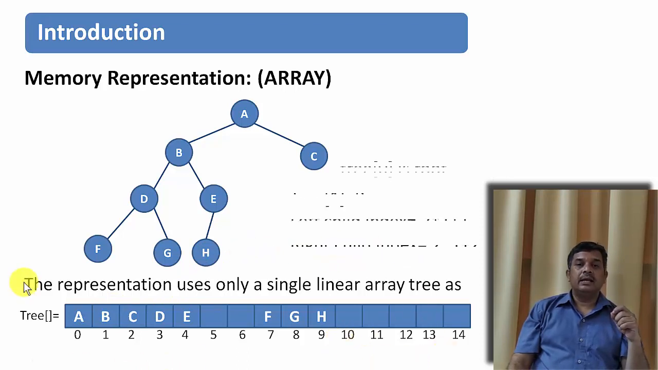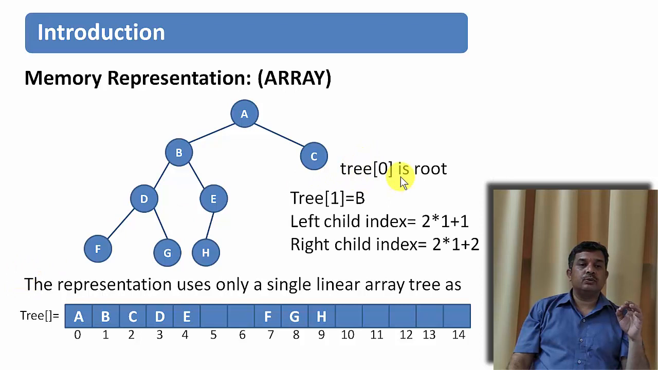Now you can see the 0th index is the root. Yes, it is the root at the 0th index. At the first index, data B is there. Its left child will be at 2 into 1 plus 1, that is at index 3. Let us verify. The left child is at the 3rd index and the right child is at the 4th index. That is, 2 into 1 plus 1 is the index for the child of data B.